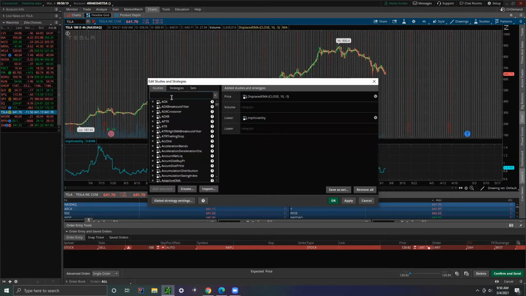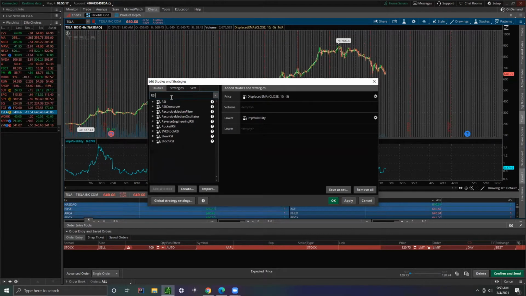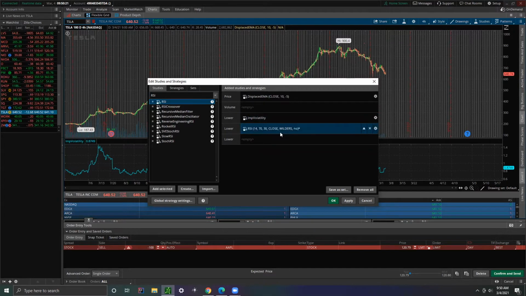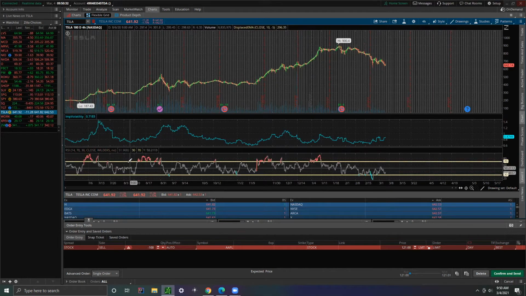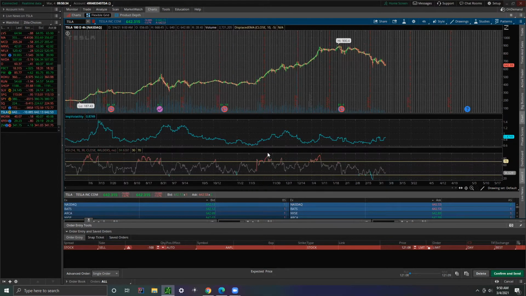But our first technical indicator is the RSI, which stands for Relative Strength Index. So I'm just going to add that in here and hit OK. So this is the RSI. It looks like this. What it does is it measures the price momentum of a stock, and that basically helps you predict price direction.